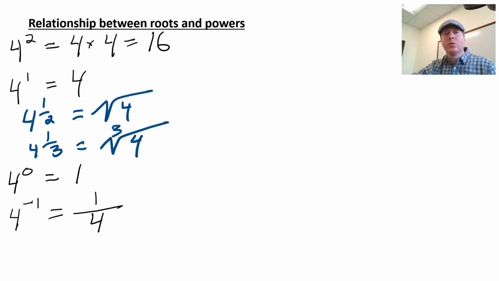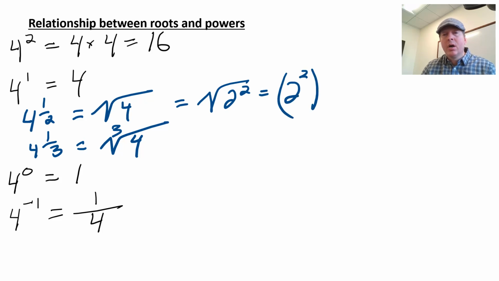That's what a root is. It's a fractional exponent. And this all makes sense. The square root of 4 is 2. Why is that? Well, the square root of 4 is the same thing as the square root of 2 squared. It's 2 squared raised to the power of 1/2. 2 times 1/2 is 1. It's 2 to the 1. It's just 2.